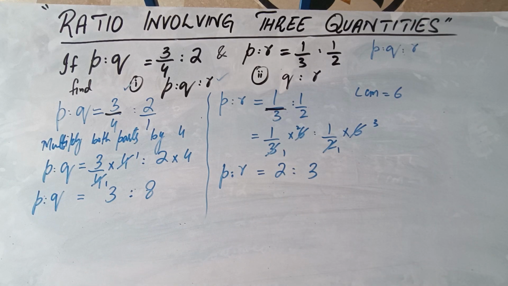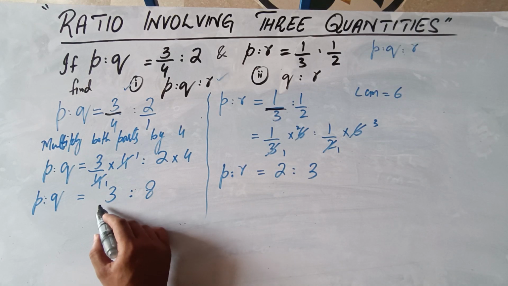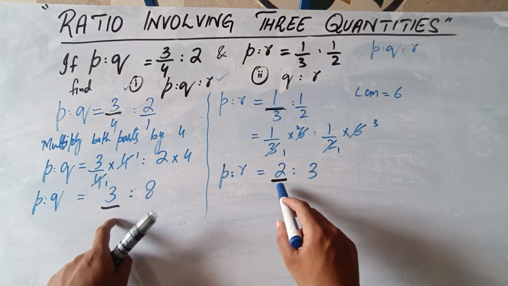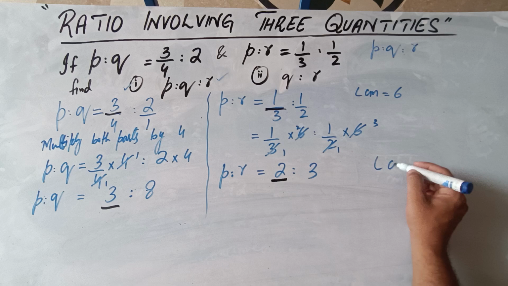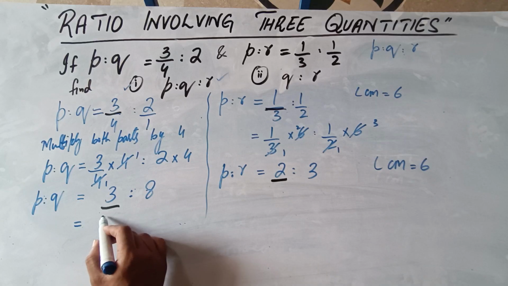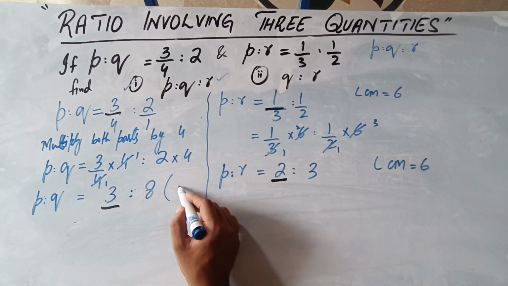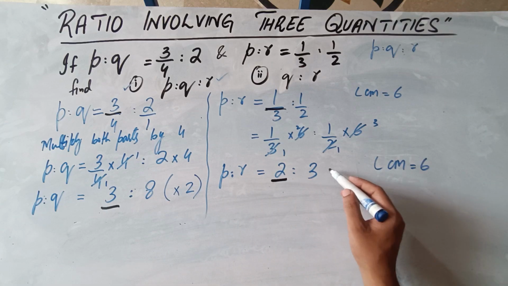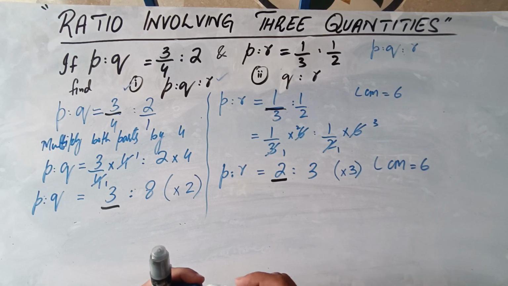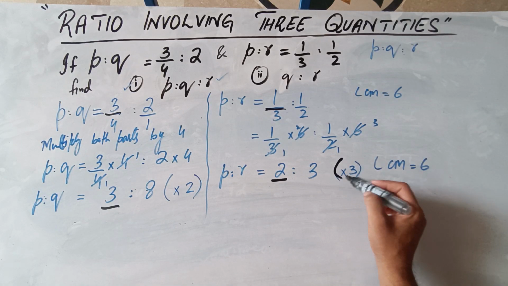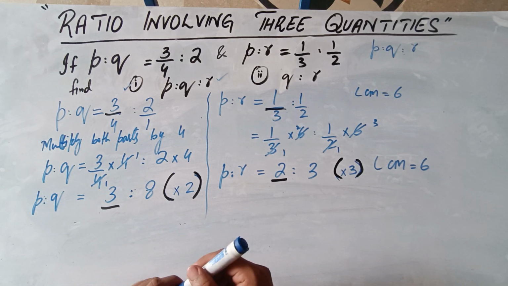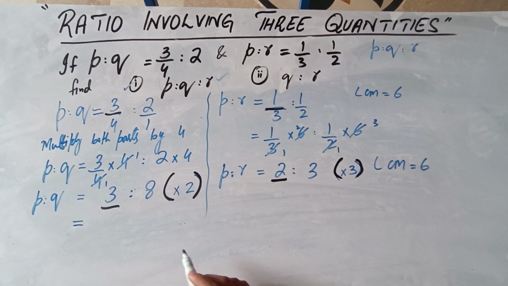Now we need to do the same. The value of P over here is 3 and the value of P over here is 2. Now again we need to take the LCM of both of these two values. Again LCM will be 6. So now we have to make 3 equal to 6. In order to make 3 equal to 6, we need to multiply both parts by 2. And in order to make 2 equal to 6, we need to multiply both parts by 3. If we do this, the value of P will become the same in both the ratios.